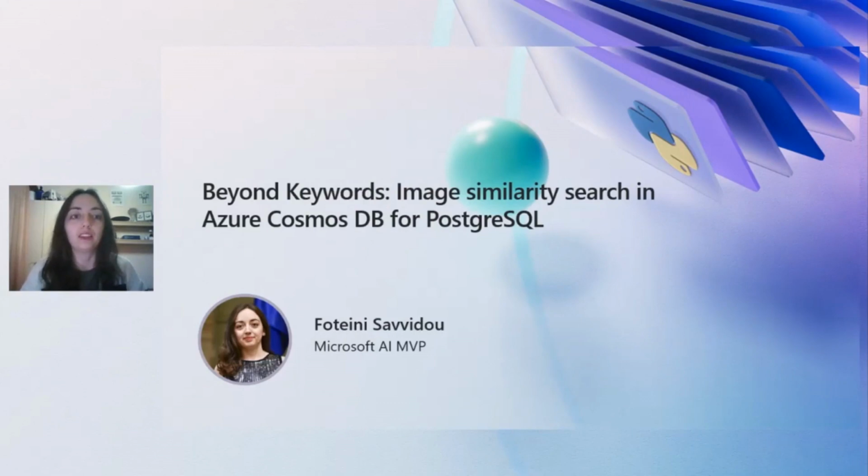Welcome to my session Beyond Keywords, Image Similarity Search in Azure CosmosDB for PostgreSQL. In the next 10 minutes, you will learn how to build vector similarity search on Azure CosmosDB for PostgreSQL using the pgvector extension and the Azure AI Vision multi-modal embeddings APIs.